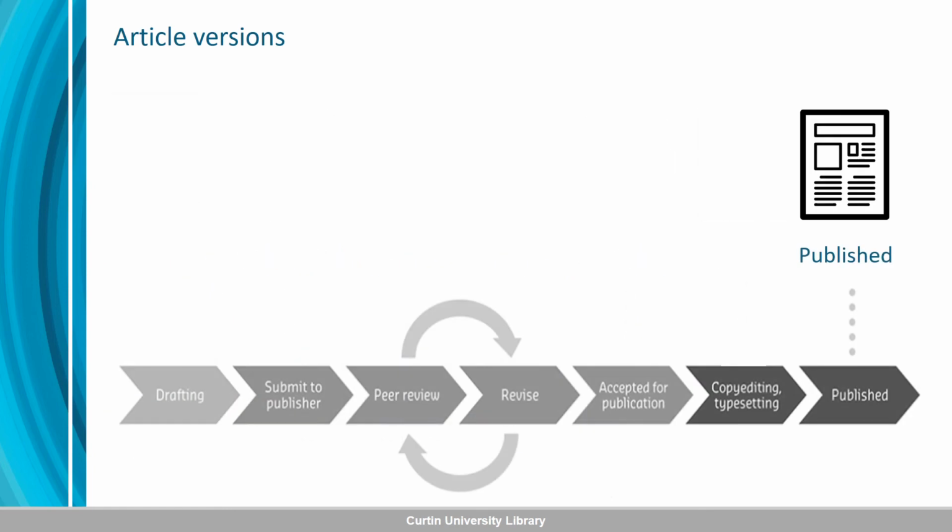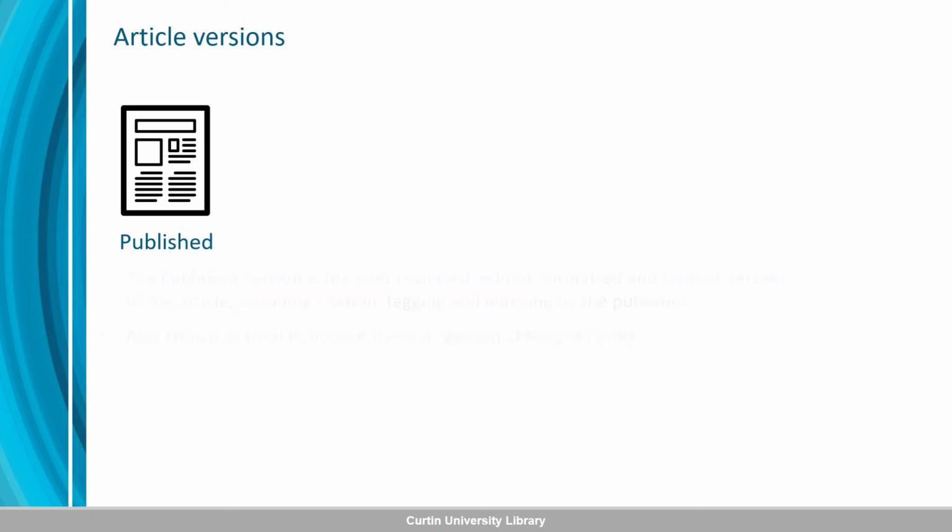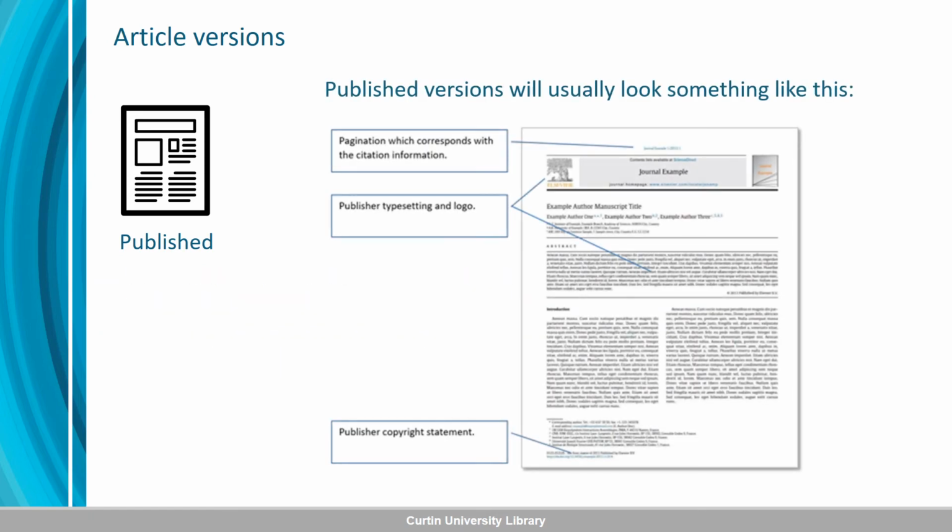And finally, the published version. This is the peer-reviewed, edited, formatted and typeset version of the article, including citation, tagging and indexing by the publisher. It is also known as the final published version or version of record. Published article versions are the easiest to identify. These contain the publisher logo and typesetting, citation information and copyright statement.